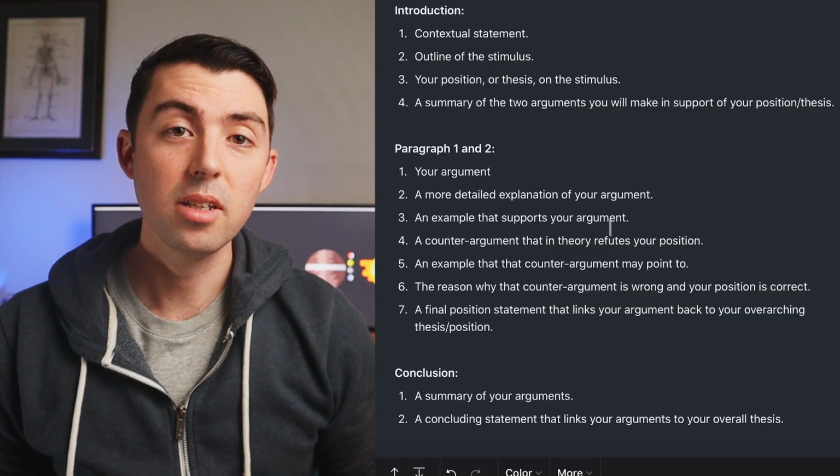So what I'm going to do is break down this structure into points. And each one of the points that I list for the introduction, the paragraphs, and for the conclusion is going to represent 1 to 2 sentences that you're going to generate based on the stimulus that you're given. So let's start with the introduction.